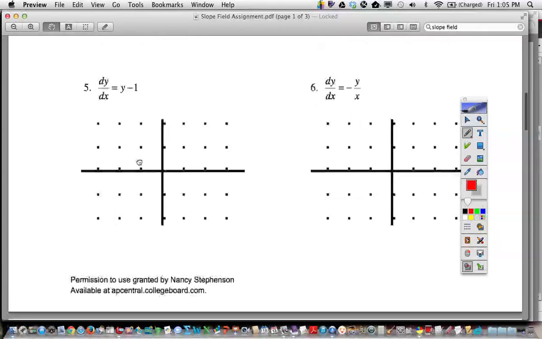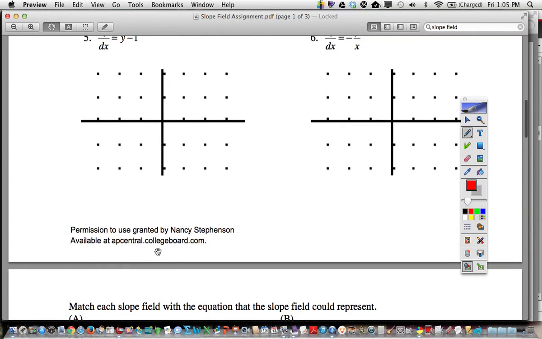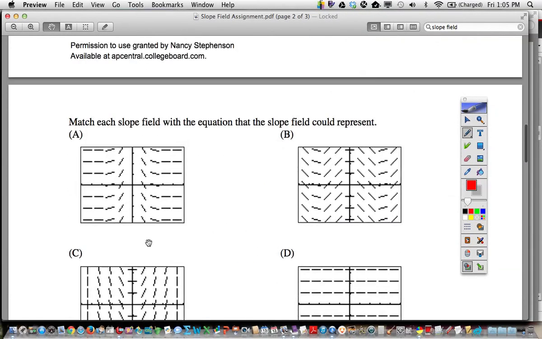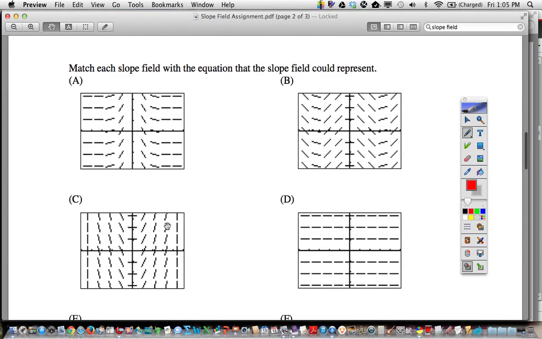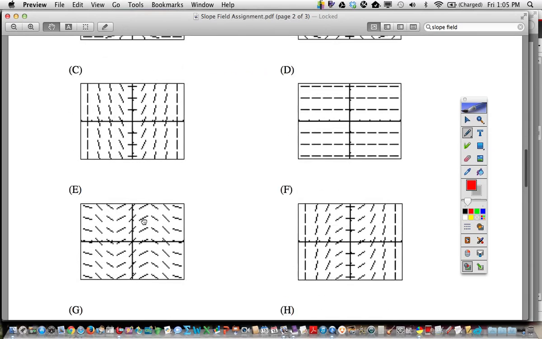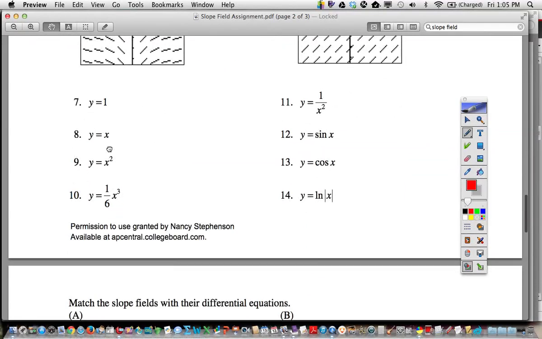If you turn it over to the second page, okay? The first page, we're going to draw some slope fields. We'll do one together. The second page has a matching, but this matching's a little different. What do you notice about your list of equations on the back of the first page?